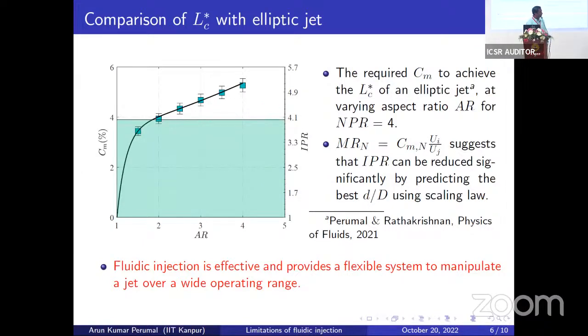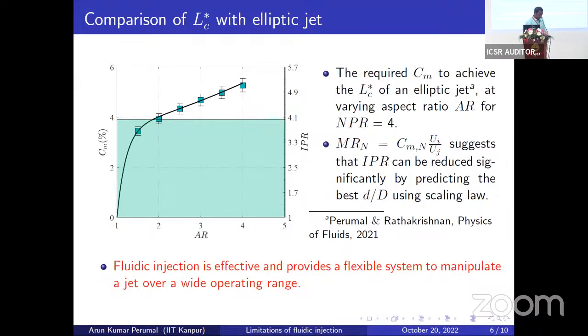What actually happens is that the moment I try to mimic an elliptic jet using this scaling law, it says that I cannot go to an aspect ratio of 3, primarily because the injection pressure is going to exceed the nozzle pressure ratio. So this poses a serious problem for us, and we thought of how to handle it.